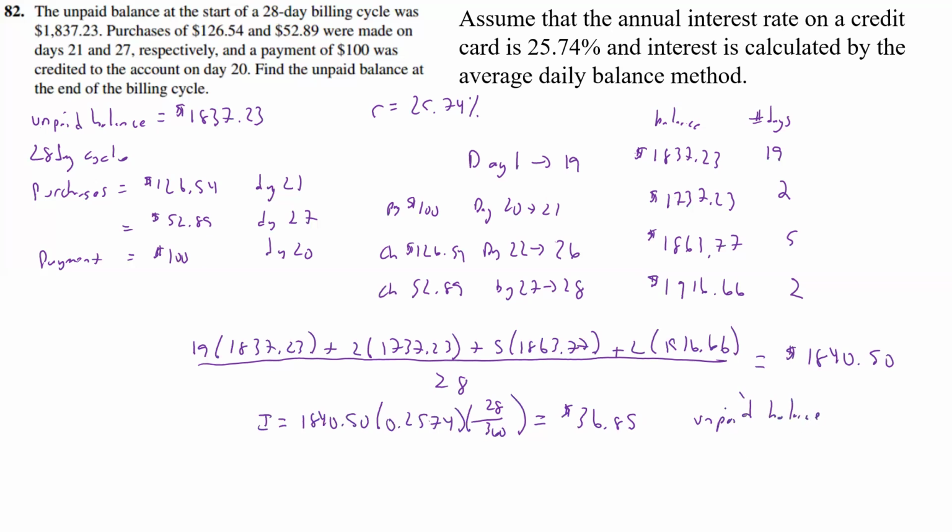So that gives us an unpaid balance of what? Well, our final line was $1,916.66 plus our $36.85. If we add those together, it gives us $1,953.51. Okay. And so that would be the value they're looking for here. They want to find the unpaid balance at the end of that billing cycle. All right, so let's stop with that one and come back for some more.